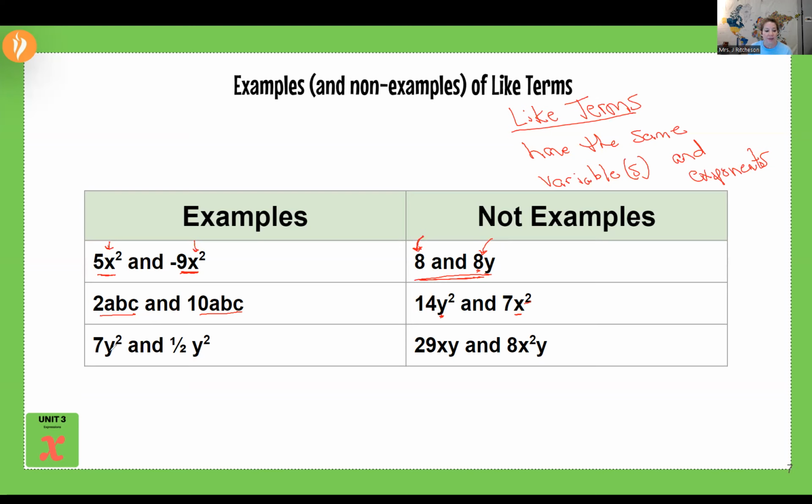Now we have 7y squared and 1/2 y squared. So even though this is a fraction and this is a whole number, these are still like terms because of the y squared and y squared. These are unlike terms because even though they both have x's and y's, one of them has an exponent of 2 and the other one doesn't, that means they are unlike terms. Okay, we'll talk more about like terms next week when we start combining like terms.